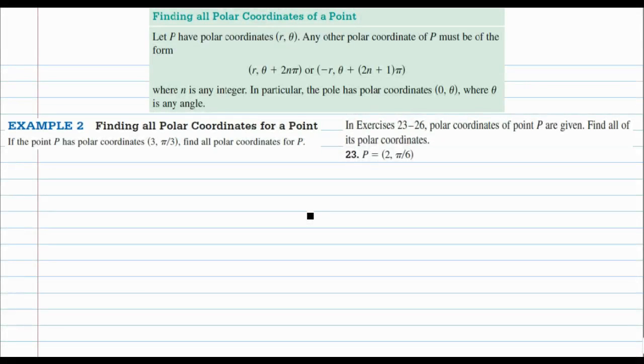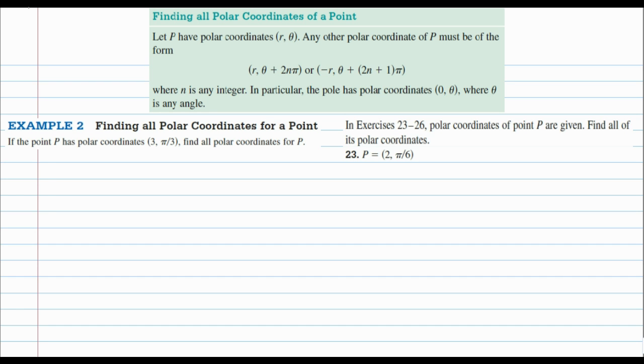This is the screencast for section 6.4, example 2. We're going to find all polar coordinates of a given polar point. So in other words, there are infinitely many points that have the same location as a given polar coordinate.